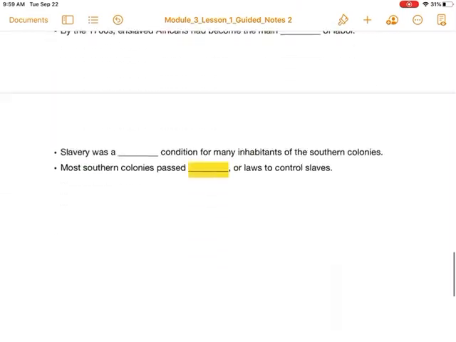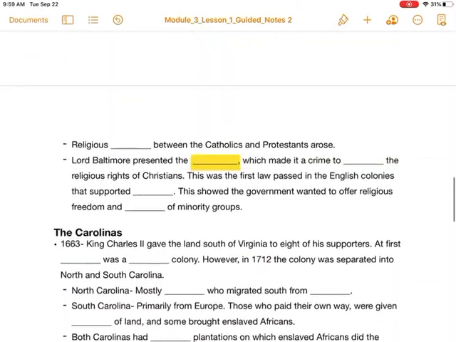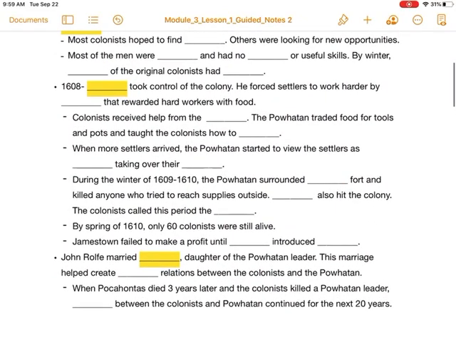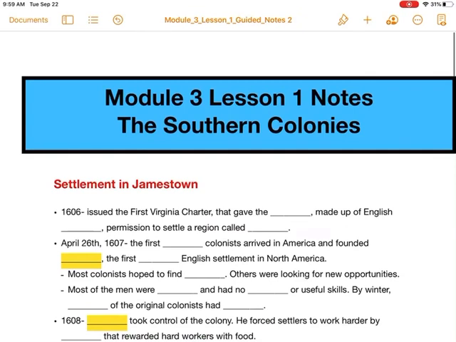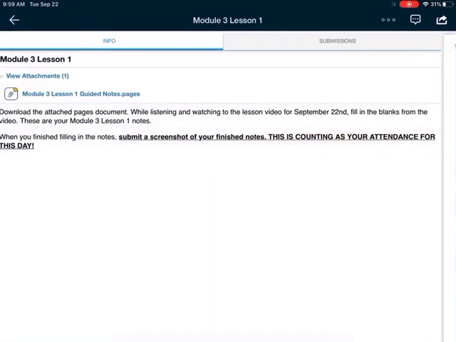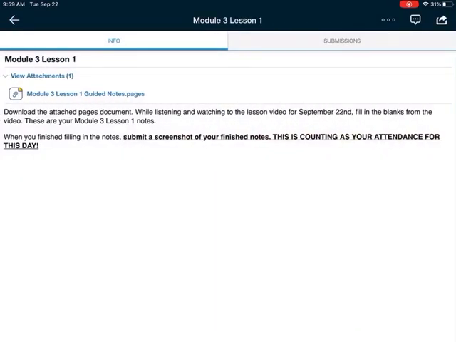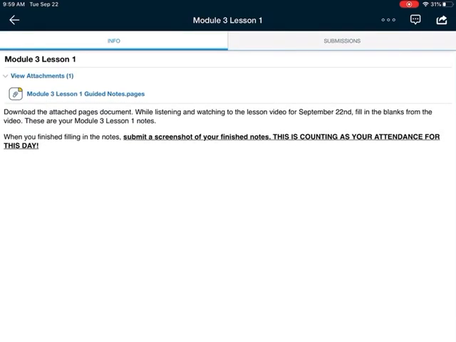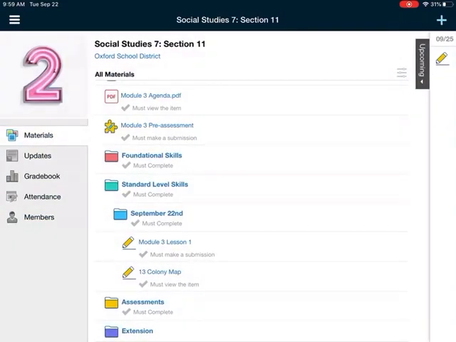After all the blanks are filled in, if you want to just do this bottom part, or just some way I can see, take a screenshot. You don't only have to do 1 screenshot. You don't have to do 1,000. Then just submit that to Schoology. We're back in Schoology right here. On this assignment, the Module 3 Lesson 1 notes for today, just submit a screenshot of your notes filled in, and again, that is your attendance for September 22nd.